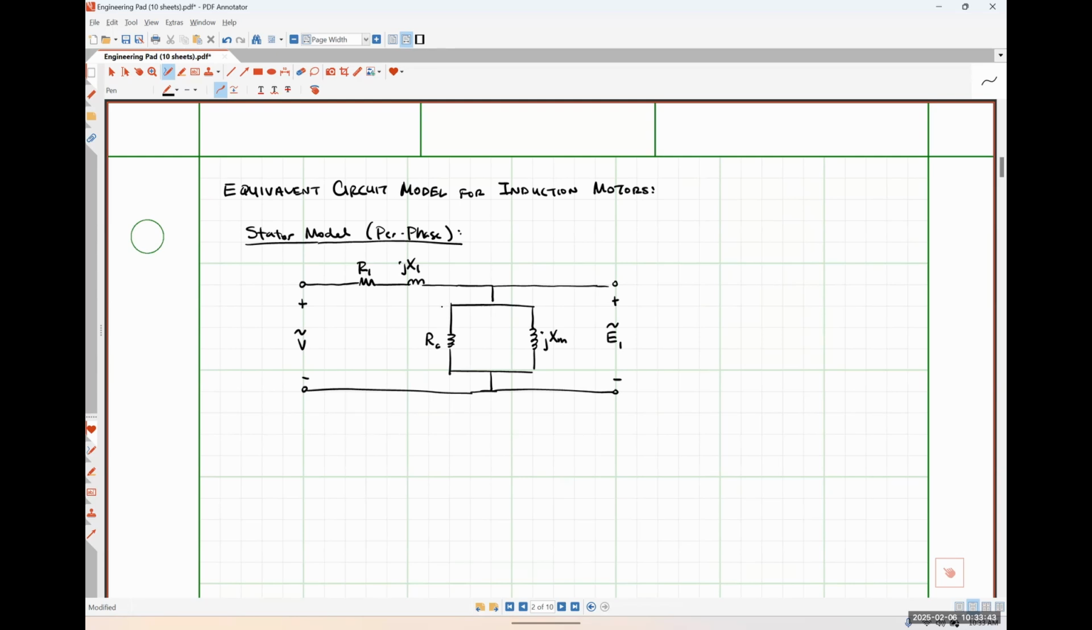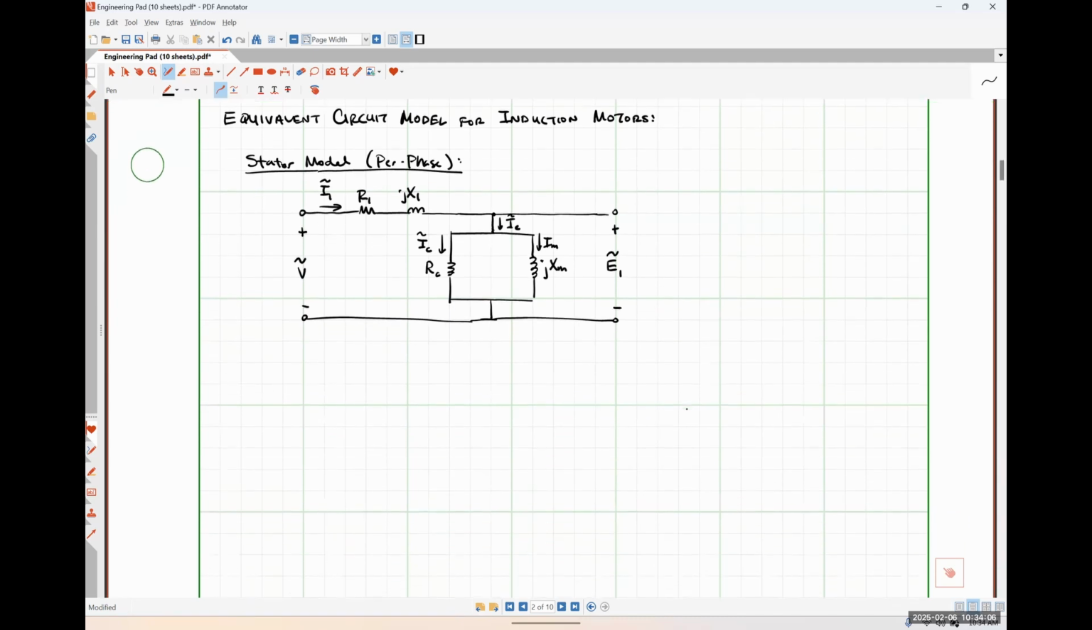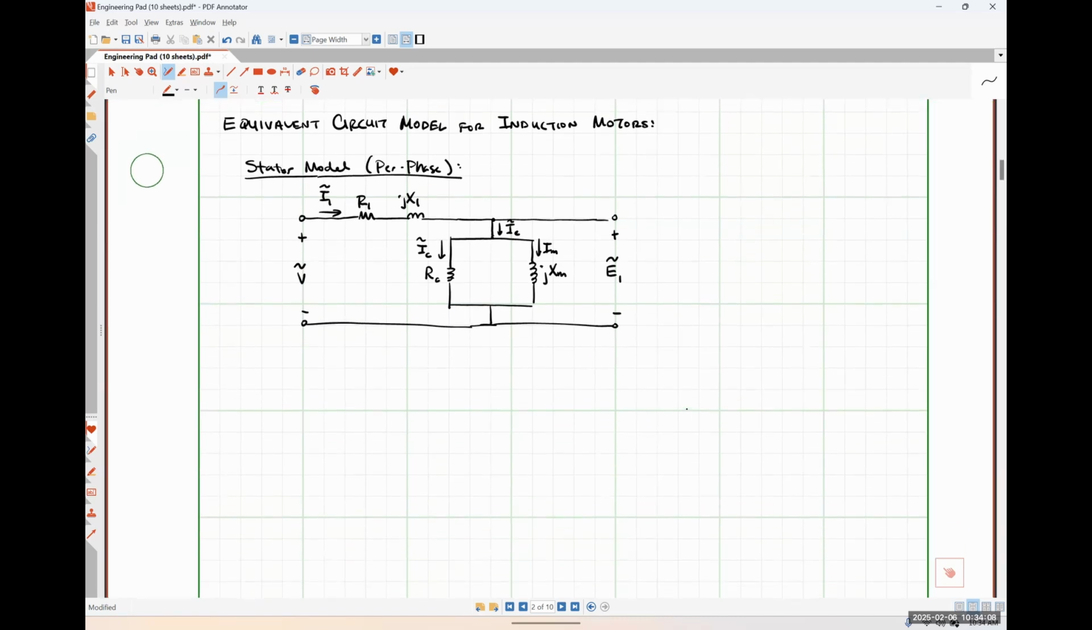Okay. So let me label a couple more things just really quickly here. This is the current flowing through our core, IC. This is our magnetizing current, IM. This is once again going to be our excitation current, I lowercase e, and this current right here, I1, is our input current to our system. So I'm going to label these things just so that it'll be helpful.